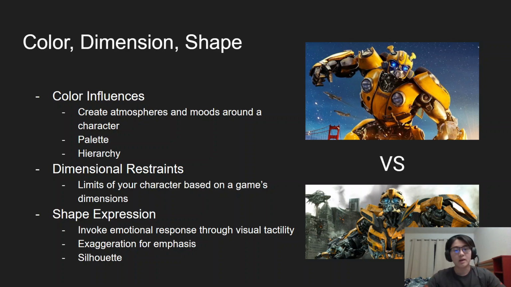Now the third part is shape expression. Good character design usually has very exaggerated shapes in order to provide emphasis for the character. You want to evoke an emotional response through visual tactility, and you almost want people to feel sort of the texture of your character. A good way to test the shape expression of your character is through silhouettes. You usually want to take your character design, color it completely black, and then see if you can make out your character through just its shadow.